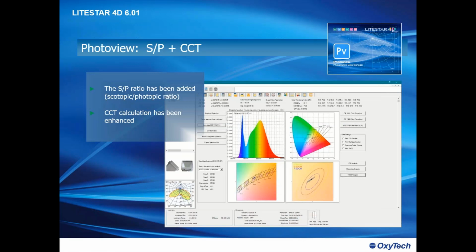At the Photo View, we also introduced the SP ratio, which is the ratio between the scotopic and the photopic spectrums. We also included a modification and an enhancement at the calculation of the CCT in order to adapt the CCT value exactly to the ones coming from the illuminant spectrums. There were little differences before with the previous version.